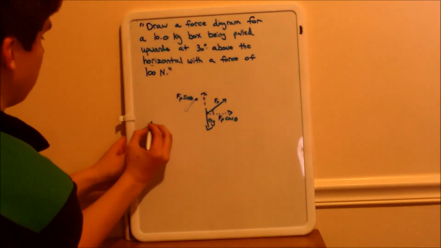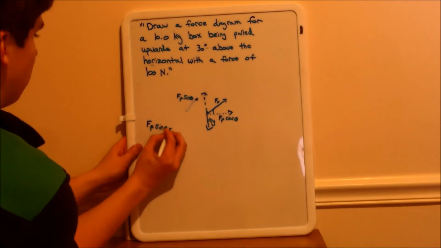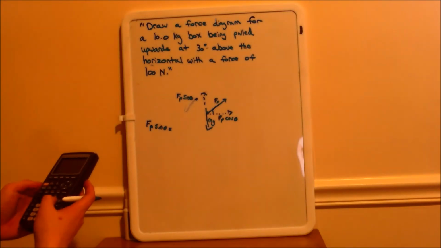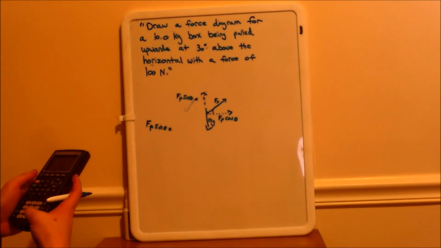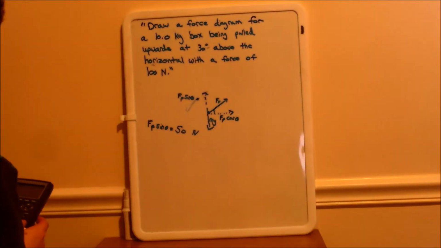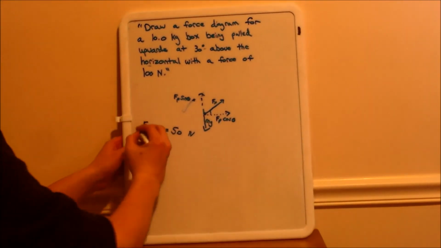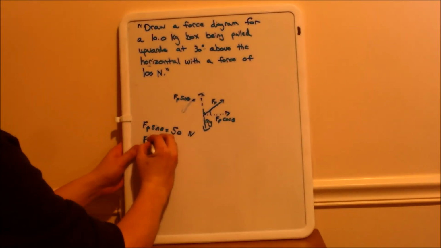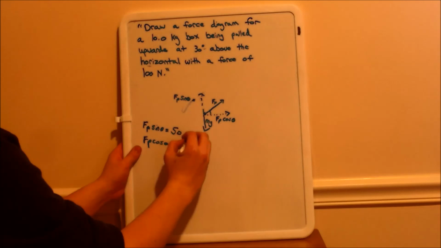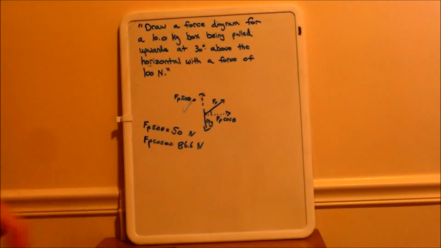First, we're going to calculate the force pull times the sine of theta. So when we get our calculators, we'll say 100 times the sine of 30. We should get 50 newtons. Next, we're going to calculate the horizontal vector, which we can write as the force pull times the cosine of theta. We'll plug this into our calculator as 100 times the cosine of 30, and we should get 86.6 newtons.